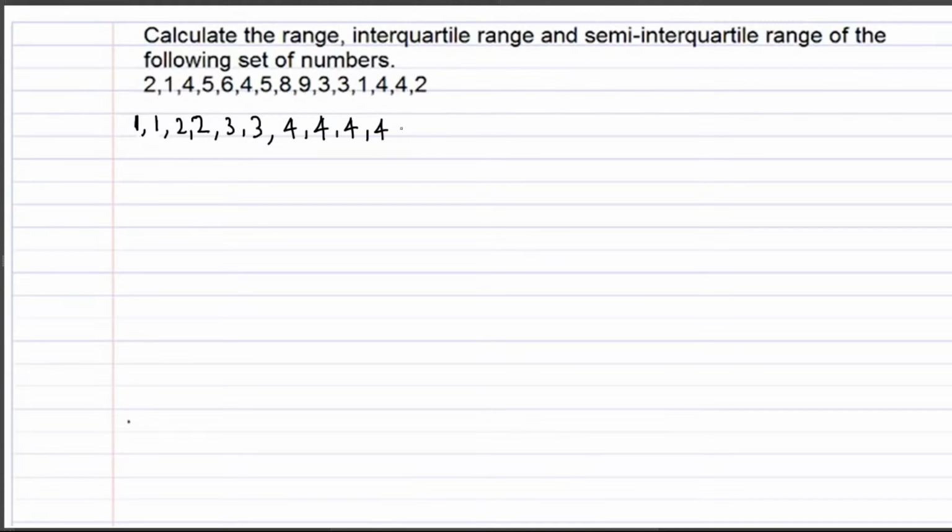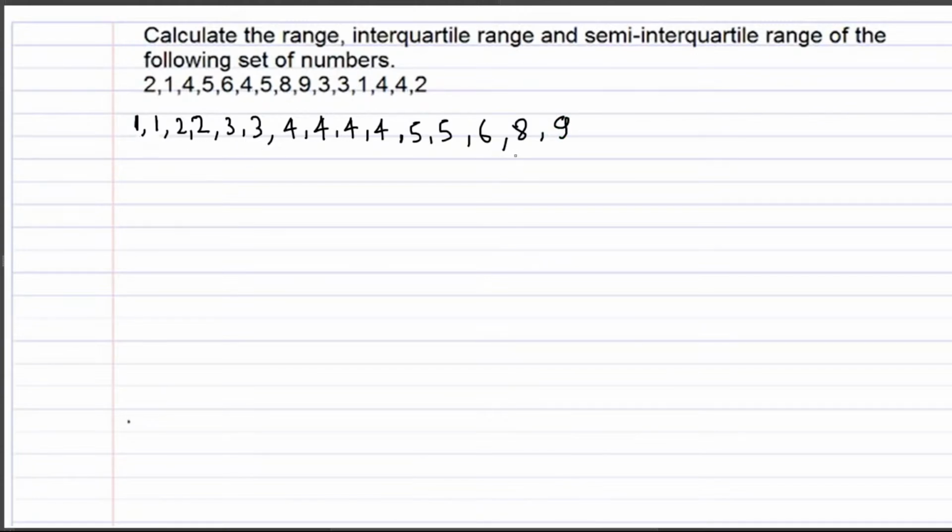How many fives do we have? 1, 2. And how many 6s? We just have one 6. How many 7s? We don't have any 7. How many 8s? We just have one 8. And how many 9s? We just have one 9. And that's it. Now we have put these numbers into ascending order.